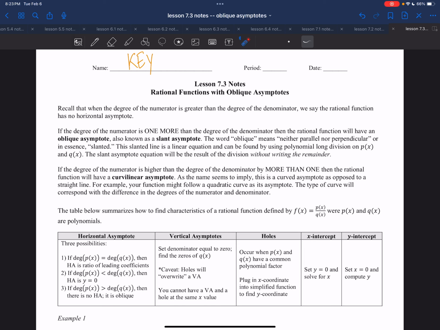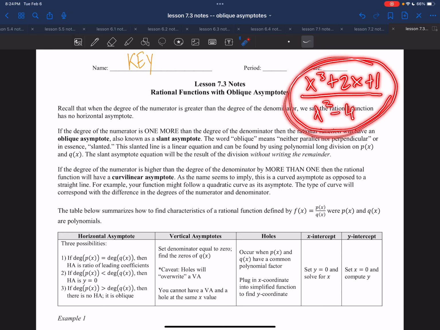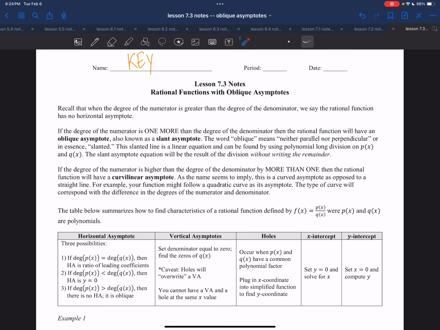And we talked about this case where the degree of the numerator was higher than the denominator, right? Like x cubed plus 2x plus 1, divided by x squared minus 4. If this happens, because we talked about growth rate last time, cubic grows faster than quadratic, and so it outpaces it, which means the function's going to grow. So its end behavior doesn't stay constant.